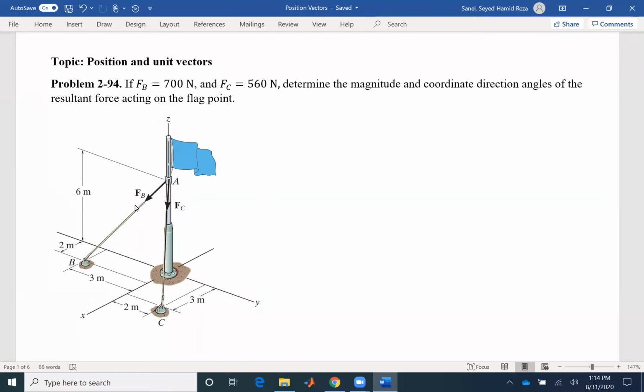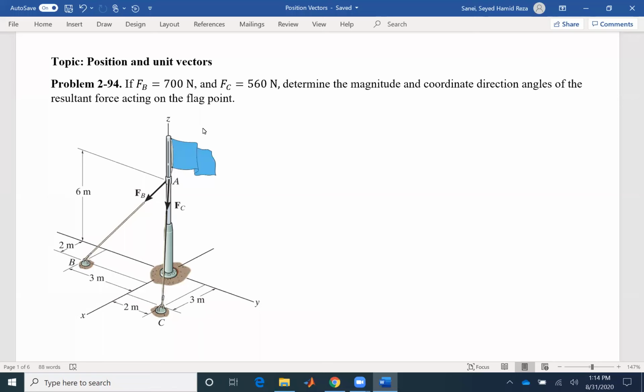And like many other static problems, we want to find the resultant force, the combination of the two. But because forces are vectors, we can't simply say that 700 plus 560 would be our resultant force. They are vectors, and we need to use vector summation. We talked about two-dimensional vector summation. You could use a triangular or parallelogram rule for two-dimensional vectors, but for three-dimensional, it becomes really challenging if you want to use that rule. So Cartesian would be the best way to go.